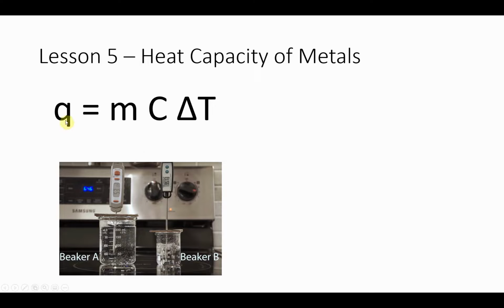Okay, did you get that Q stood for heat, M stood for mass, which was the mass of the water, C was the specific heat or the heat capacity of water, and that was always 4.184. And then delta T, which stood for change in temperature, was how much the temperature went up. If it started at 53 degrees, did it go up to 92 degrees? It was the change in temperature.